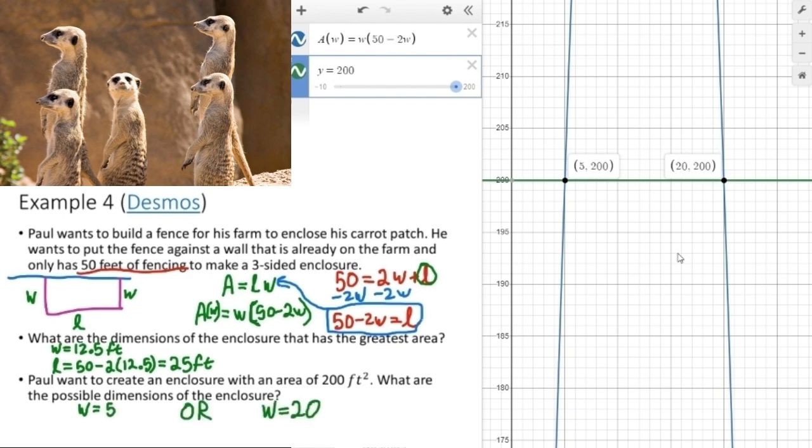But remember, they want the dimensions, so that's length and width. While still using the length equals 50 minus 2W, in the first scenario, our length would equal 50 minus 2 times 5, which is 40, and both units are feet. In scenario 2, the length is 50 minus 2 times 20, which is 10. And again, the units for both would be feet. And that's the 2 ways we can make an enclosure with an area of 200 square feet. Either W is going to equal 5 feet while the length is 40 feet, or W is going to be 20 feet while L is going to be 10 feet.